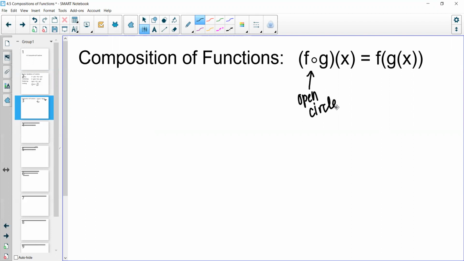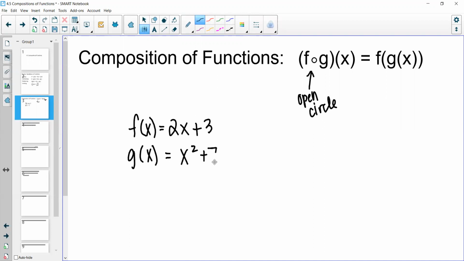And when we do the composition of a function, what that means is we take our second function, whatever's listed second. So in this case, it's function g, and we're going to put it in everywhere that our variable exists in function f. So say, for example, we had the function f of x equals 2x plus 3, and g of x equals x squared plus 7.